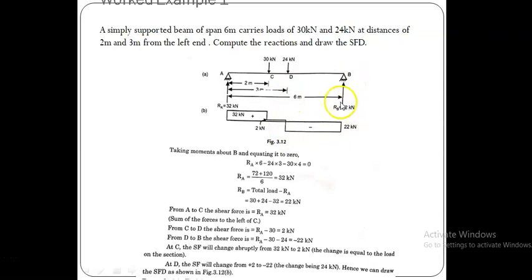At the end of B, at support B, there is an upward 22. Okay, upward 22, it is 22 kilonewton. So like that we can draw the SFD for this given problem.